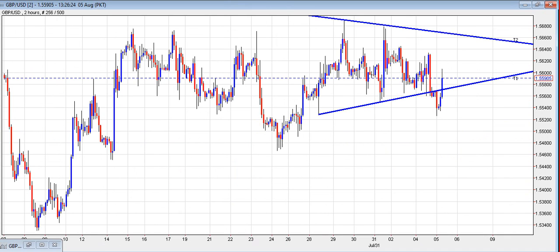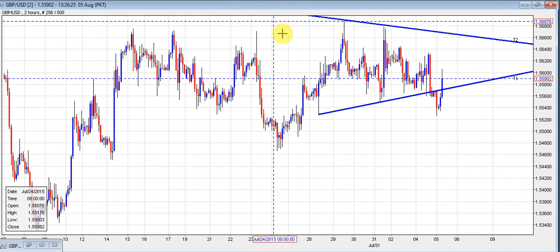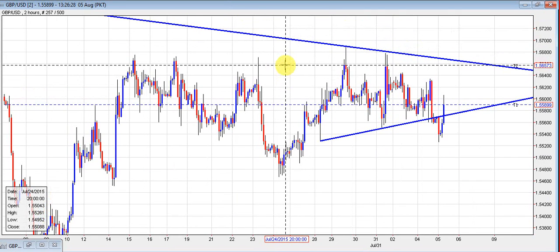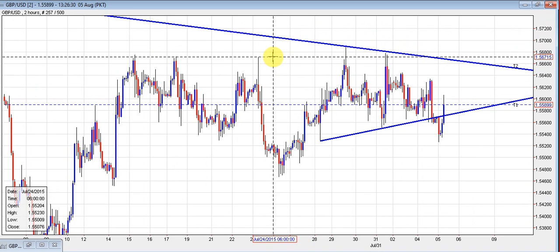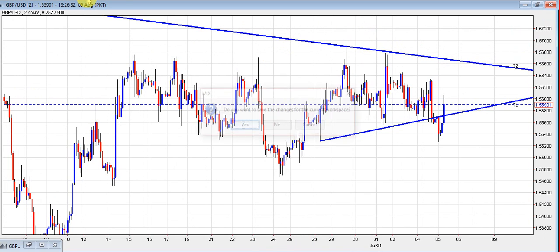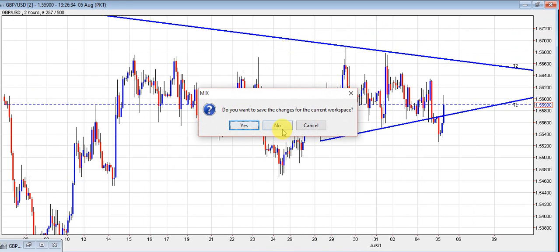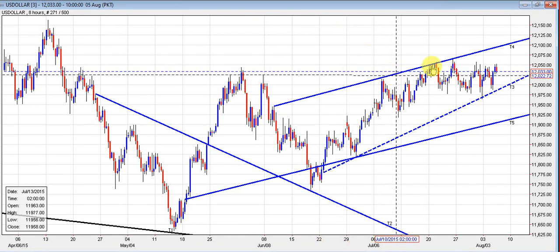Can't find it. Anyways, the characteristic of an ascending wedge is basically that it breaks to the lower side. But sorry, I got it. We were looking on the dollar, not on the pound.